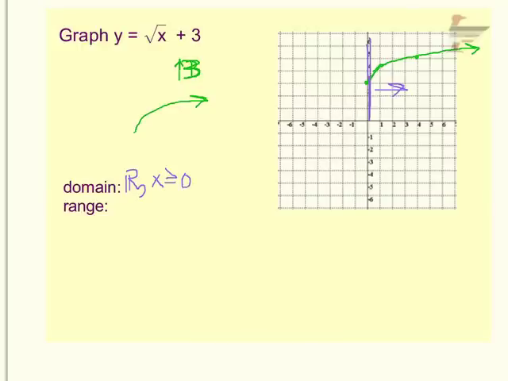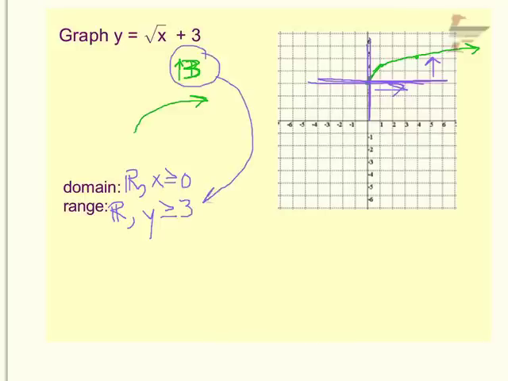Now the range, if I draw that horizontal line for the y's, everything is above this line. Well, where is that line? Range is all real numbers. Every single y in our graph is greater than or equal to 3. So your vertical shift will tie in with your range every single time on these graphs.